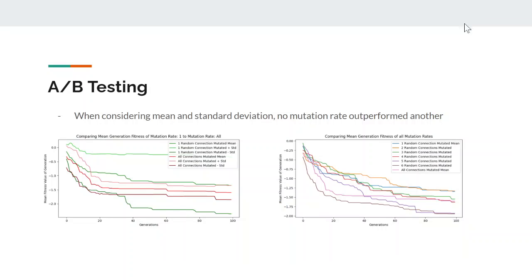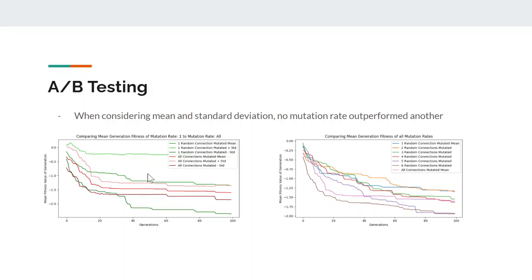Looking at my A/B testing, if we look at all the rates tested, it initially looks like the more connections we're randomly mutating, the better the fitness values are, but that's not accounting for standard deviation. And when we account for standard deviation, I just chose these two because it would have been 18 lines if I put it all.